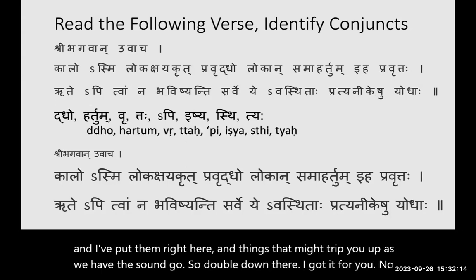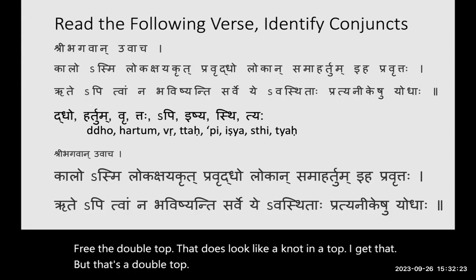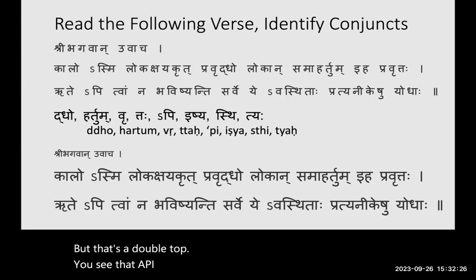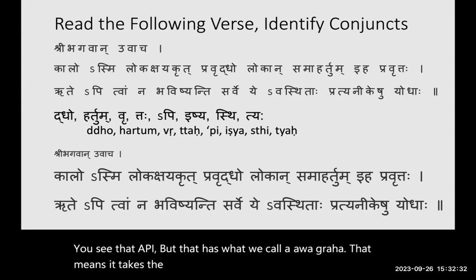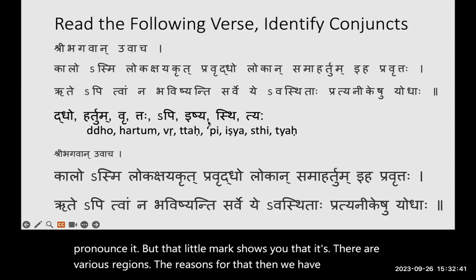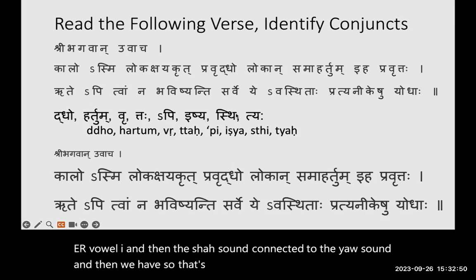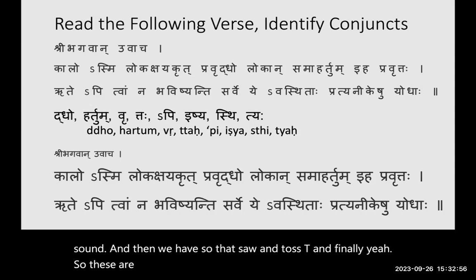Do, hartum, vri, the double ta, that does look like a knot in a ta. I get that, but that's a double ta. You see that's uppy, but that has what we call an avagraha. That means it takes the sound and it's just gone. So you don't pronounce it, but that little mark shows you that it's there. There are various reasons for that. Then we have ishya. So that's E, our vowel I, and then the sha sound connected to the ya sound. And then we have sti. So that's sa and ta, sti. And finally, tyaha.